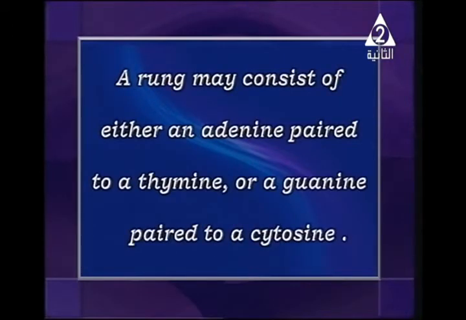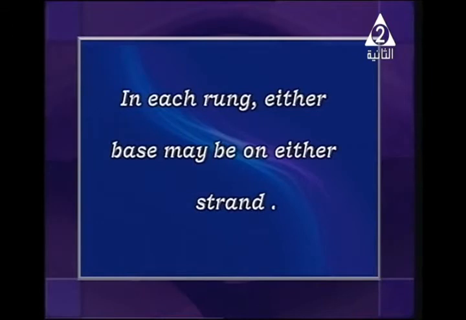The rungs, the steps of the ladder, may consist of either an adenine paired to a thymine, okay? A pairs with T, adenine with thymine, or guanine, which is linked with cytosine, okay? As shown before, adenine and thymine are joined by a double bond, while in the case of G and C, guanine and cytosine, a triple bond. In each rung or each step, we have a base on either strand. So we have here a ladder. The two sides of the ladder are the sugar and phosphate groups, while the bases are composed of what? The nitrogenous bases. They are linked together.